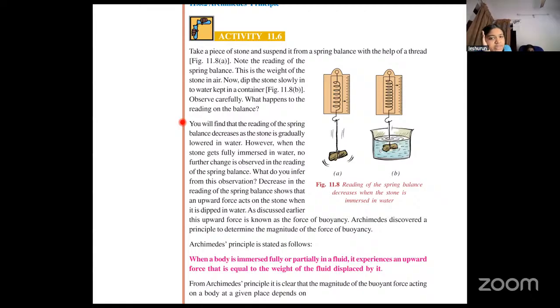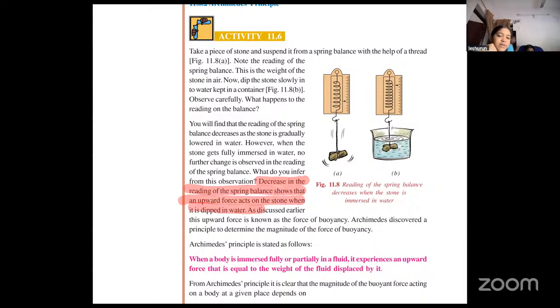You will find that the reading of the spring balance decreases as the stone is gradually lowered in water. However, when the stone gets fully immersed in water, no further change is observed in the reading of the spring balance. What do you infer from this observation? Decrease in the reading of the spring balance shows that an upward force acts on the stone when it is dipped in water. As discussed earlier, this upward force is known as the force of buoyancy.